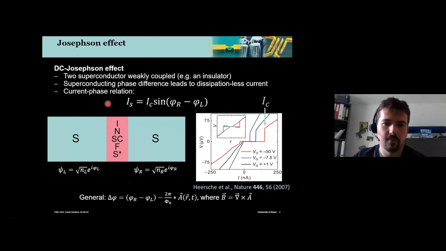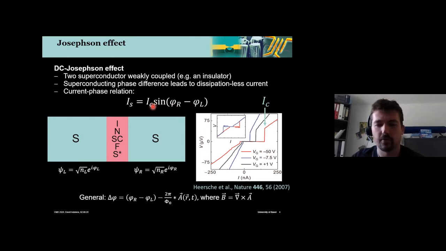Josephson found that if you couple two superconductors weakly, for example, by an insulator, you can still have a supercurrent, so a current without resistance flowing across this junction, if this middle section is thin or short enough. And he found that the supercurrent directly depends on the phase difference of the superconducting state from the left and the right superconductor. And this gives you the current phase relation between your supercurrent and your phase difference.